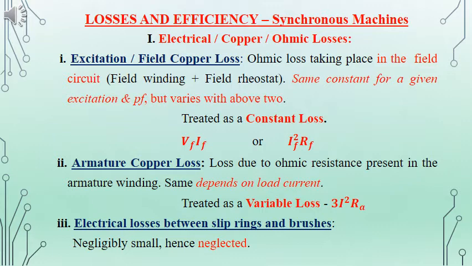Armature copper loss is a variable loss. It depends on the load current and is given as 3I squared Ra, where I is the current passing through the armature winding, the per phase armature current, and Ra is the per phase resistance of the armature winding. And we have the loss that can happen between the slip ring and brush arrangement because of the supply given through it to the rotor side, and it can be neglected.